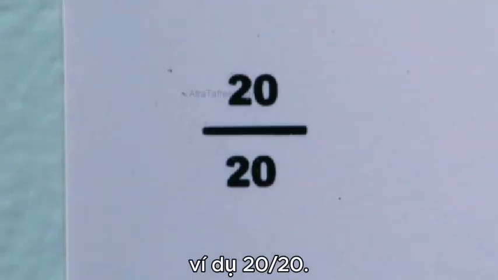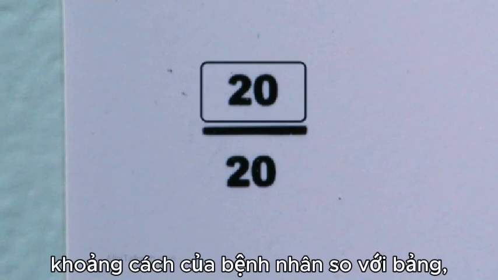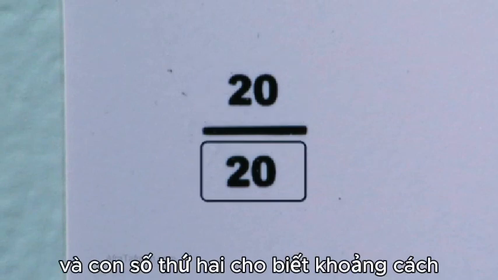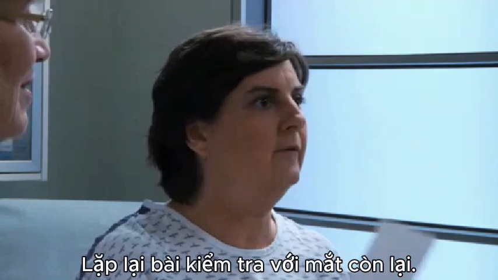Visual acuity is printed at the side of the line of the eye chart and is expressed as two numbers, for example, 20/20. The first number indicates the distance of the patient from the chart, and the second number indicates the distance at which a normal eye can read the line of letters. Repeat the test on the other eye.